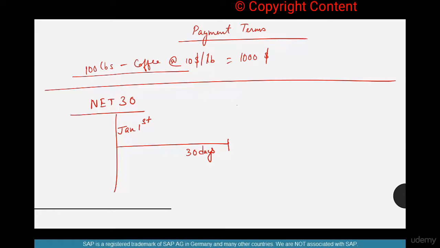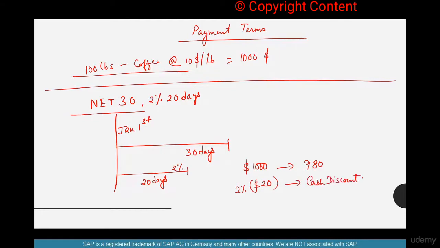On top of that, there's something called cash discount. So to encourage customers to pay earlier, vendors tend to give a cash discount. Example, net 30, 2%, 20 days. This is another example of payment term. What this means is, if you pay within 20 days, you get a cash discount of 2%. So out of 1,000, you only need to pay $980 because the $20, which is 2% of 1,000, is given as a cash discount. So this is payment terms.